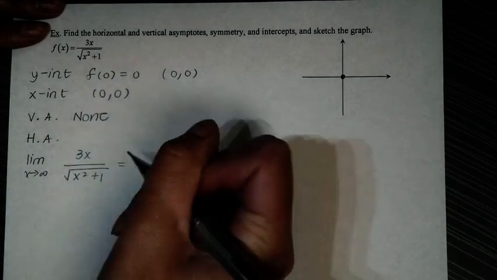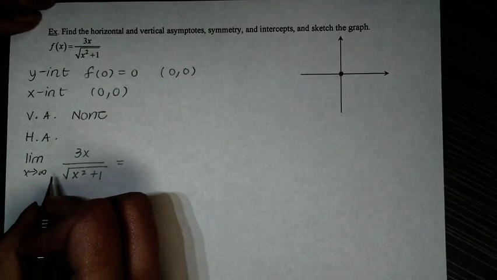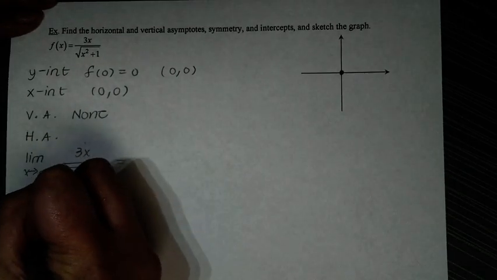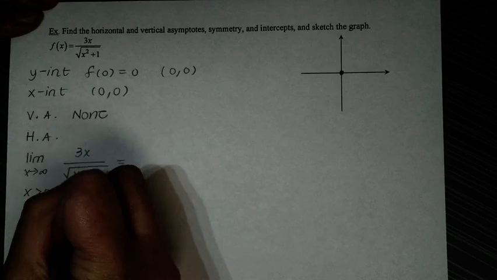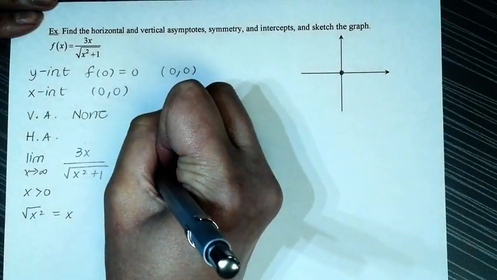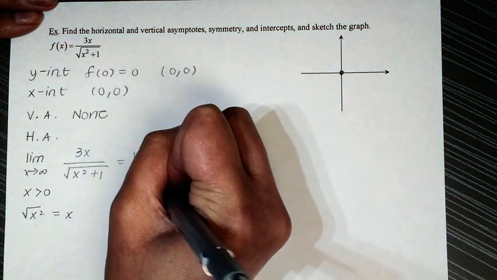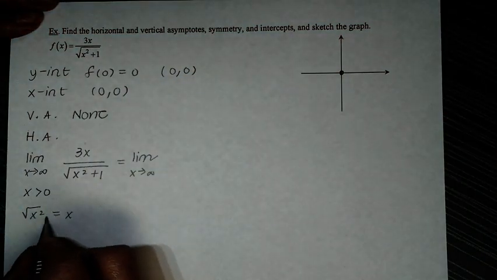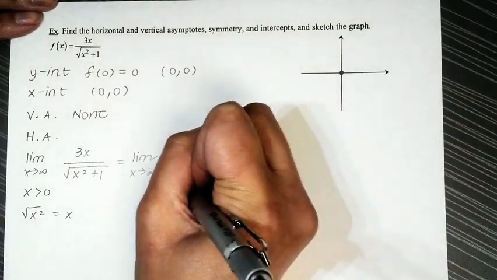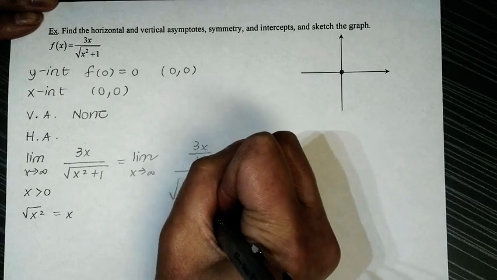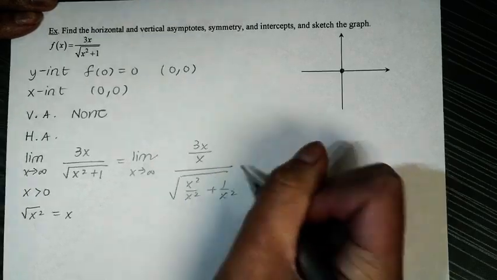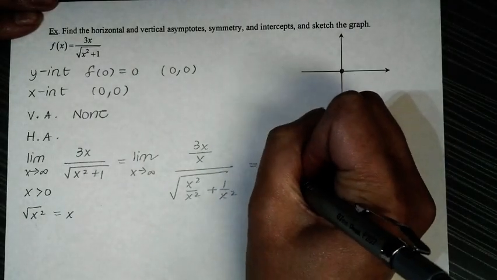Okay, so what you have here is similar to the examples that we just solved. Here x is going to be greater than 0, therefore the square root of x squared is going to be equal to x. So what we're going to do is divide by the highest power in the denominator, which is the square root of x squared, which is equal to x. So you have 3x divided by x, divided by the square root of x squared plus 1, all divided by x squared. So what you have here is very nice, but we need to simplify.